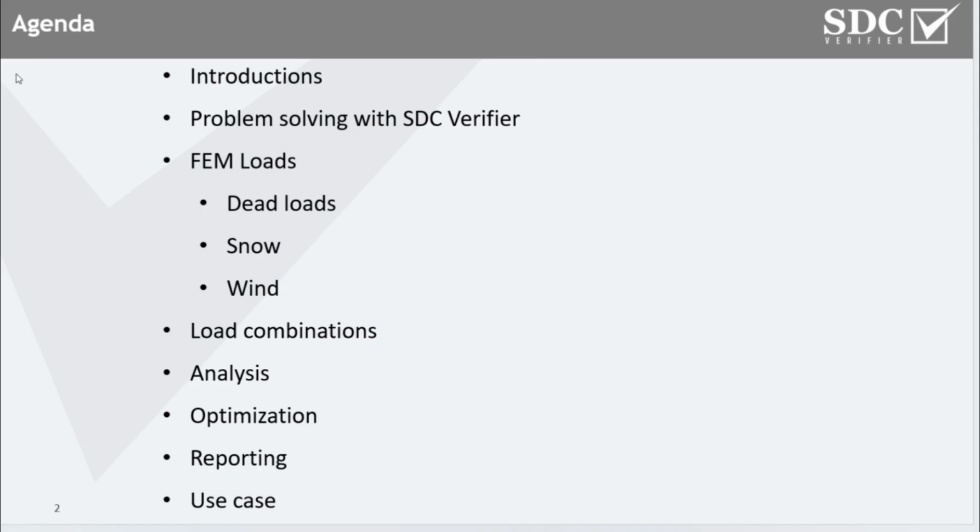And if we are faced with some issues, we can optimize these cross sections or this structure, which is possible with SDC, and as a result, we can grab all the information about the model setup and results into the total report, and it will be shown as well. At the end, I'm going to show you the use case of a real calculated steel structure and how it can be done with the SDC Verifier. So let's move on.